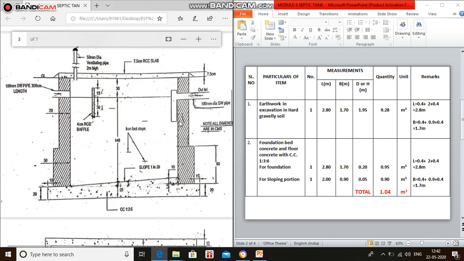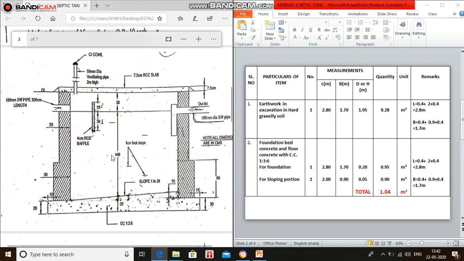And coming to the depth here, depth equals 0.3 plus 1.4 meter plus 0.25, total 1.95 meter. The quantity is nothing but number 1 into 2.8 meter into 1.7 into 1.95, which is 9.28 meter cube, the quantity of earthwork excavation in hard gravelly soil.